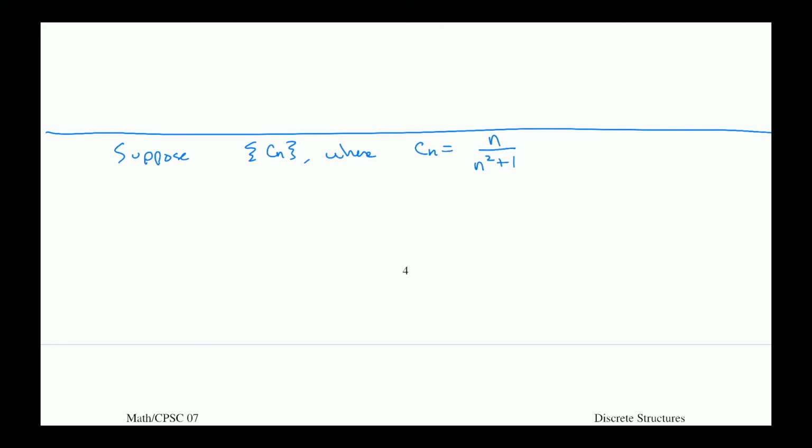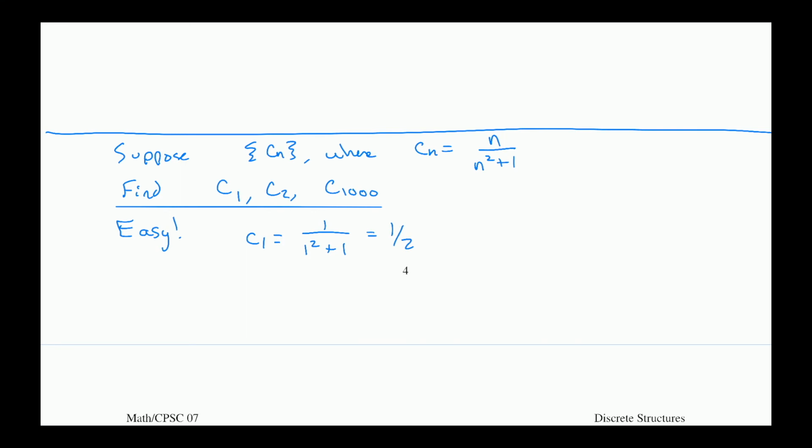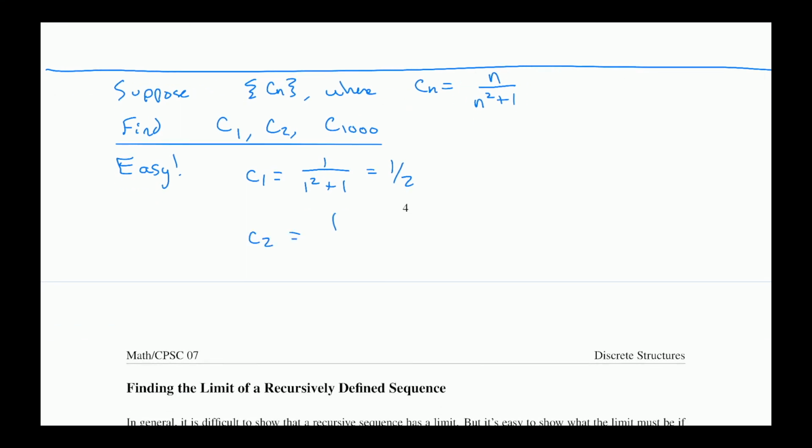If I ask you to find a couple of values of the sequence, so I say find C1, C2, and I say C1000, you can do that, right? Easy. What's C1? You plug a 1 into the formula. 1 over 1 squared plus 1 is a half, right? C2, that's easy. C2, 1 over 2 squared plus 1. So what's that? That's 1/5, right?